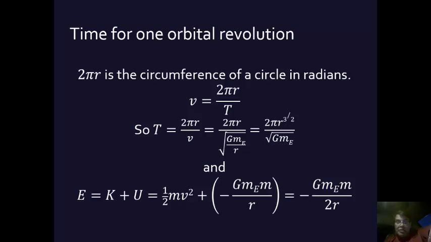But again, you do a little algebra, substituting in for v, squaring it, multiplying it all out, cleaning it up, and eventually you end up with negative G times the mass of the Earth times mass divided by 2r. Notice that the total mechanical energy of any satellite is 1/2 the potential energy of the satellite.